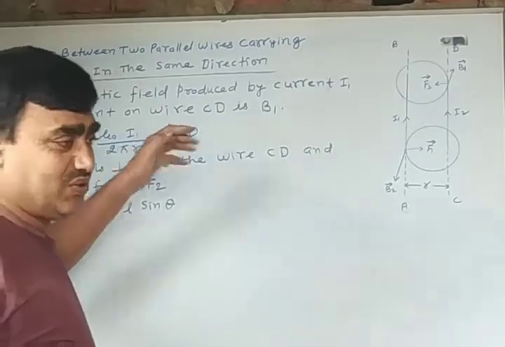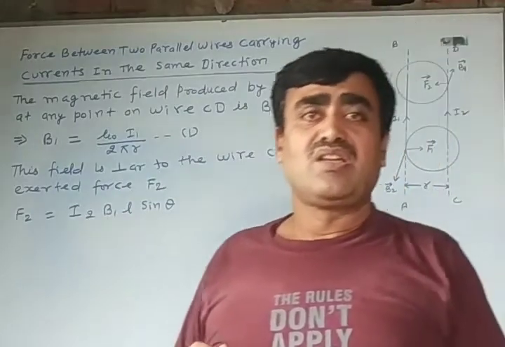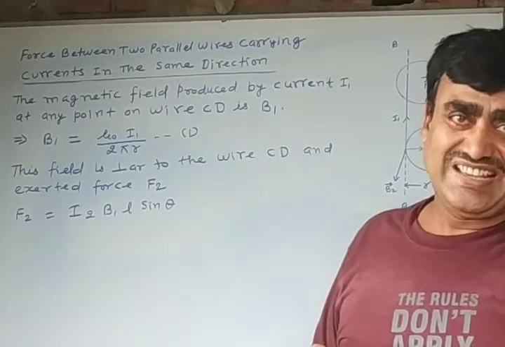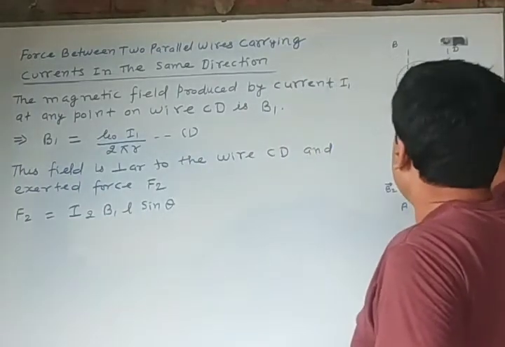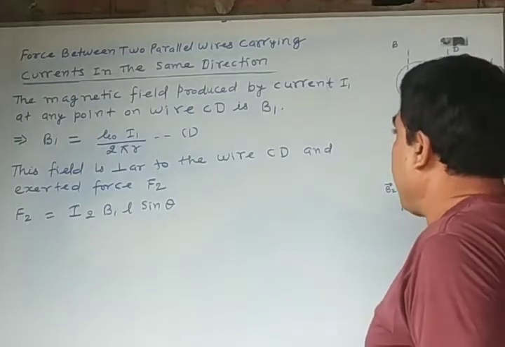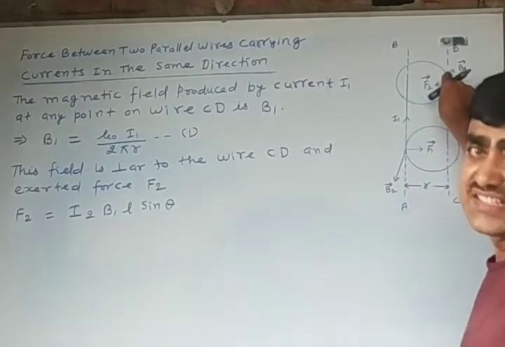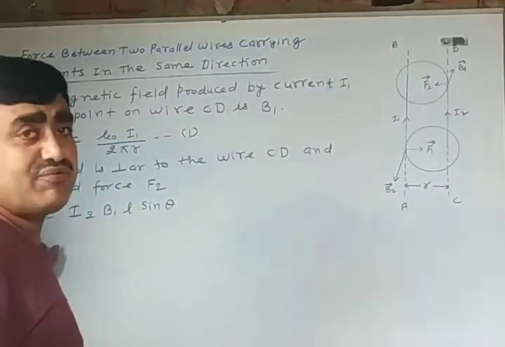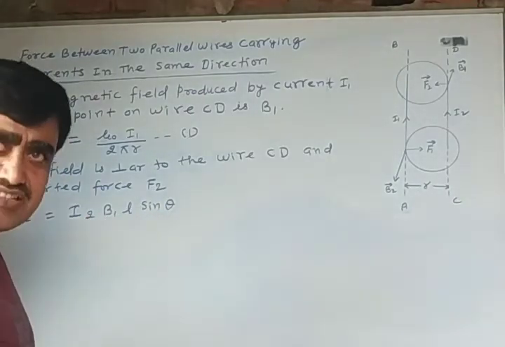This is the expression of magnetic field produced by a current carrying thin wire or conductor. This magnetic field B1 produces force F2, and the magnetic field is perpendicular to the wire CD. Then the exerted force F2 is equal to I2 B1 L sin theta.